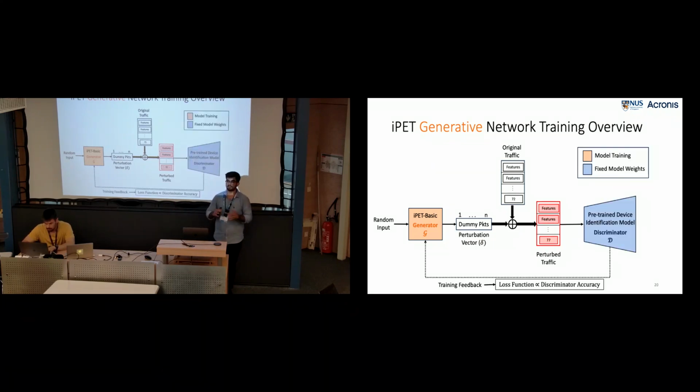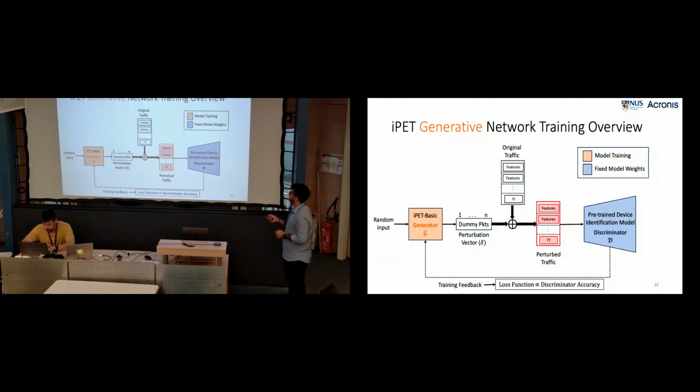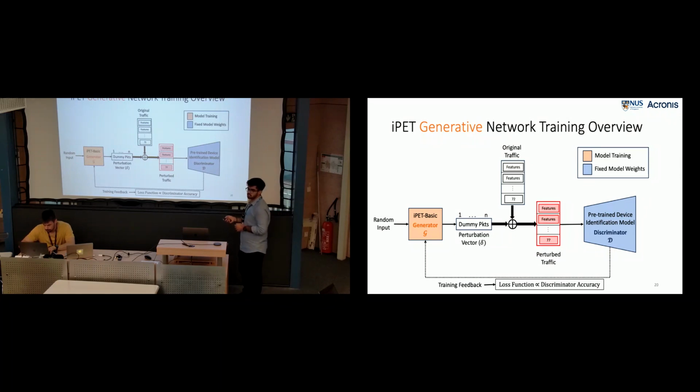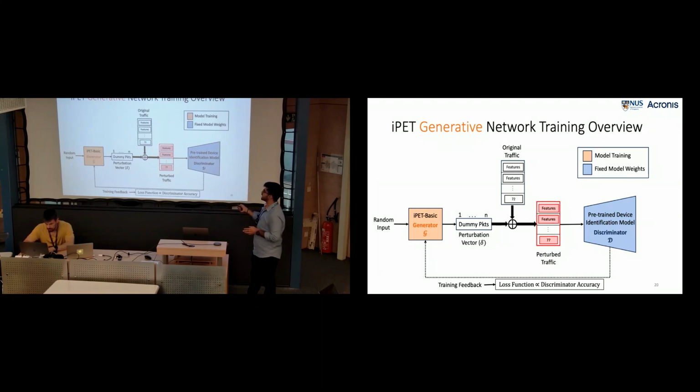We pass these perturbed features to a pre-trained device classification model. So this model is not being trained in this setup, a very similar structure to a GAN. This model is basically just giving feedback for training our generator. And we use a negative cross entropy loss function, which means the generator is trained to minimize the attack accuracy, or minimize the accuracy of the discriminator here.